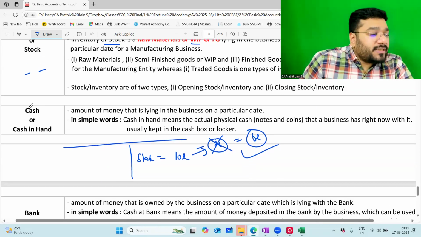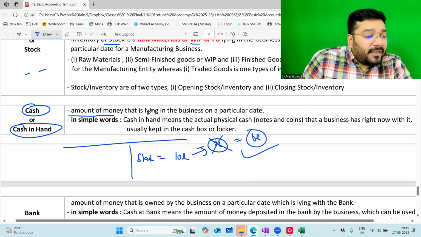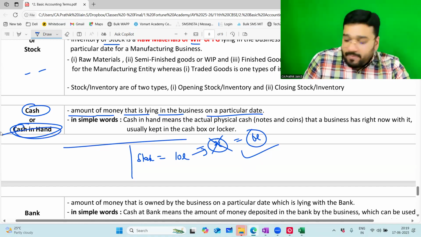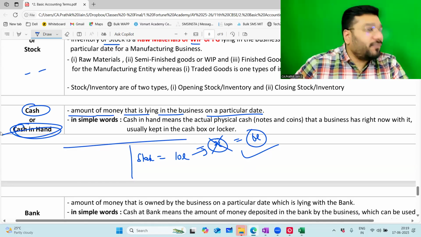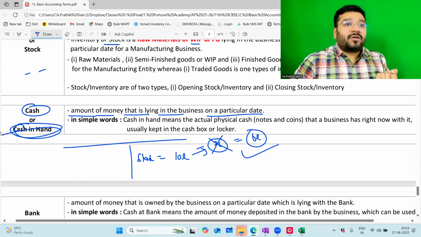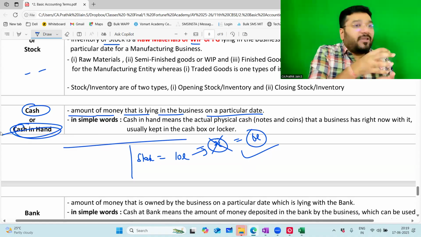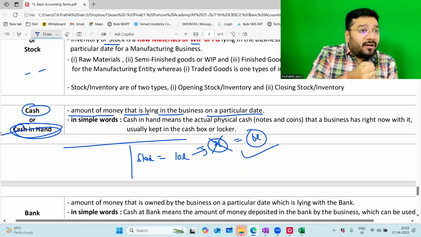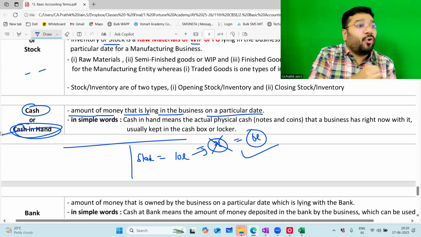The next point I want to discuss with you is what is cash. If they say cash, or use the words cash in hand in the questions, what does it mean? The amount of money that is lying in the business on a particular date is called cash in hand. Imagine today is 17th June. You go to your shop or your office, open the cash box, and count the cash and the coins. All of them put together is called cash in hand. So what is cash in hand? That is the physical money that is there with you on a particular date.